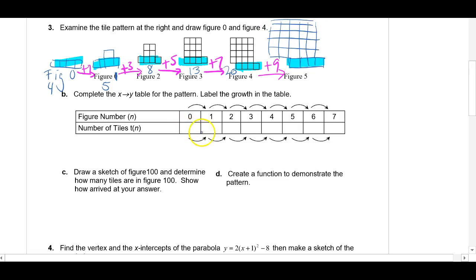Okay, so now let's fill in the table. Figure 0, we have 4. Figure 1, 5. Sorry, figure 2, 8. Figure 3, 13. Figure 4, 20. Figure 5, well, what is figure 5? Well, it's 20 plus 9, and 5 by 5 is 25, plus 4 is 29. So yeah, 29. Well, what's next?